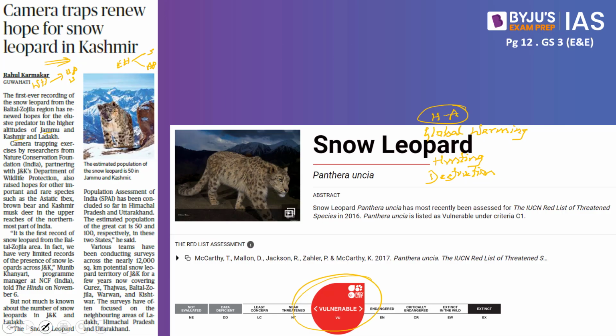The present article goes on to say that camera traps have renewed the hope for the snow leopard in Kashmir. The camera trapping exercises by researchers from the National Conservation Foundation, partnering with Jammu and Kashmir's Department of Wildlife Protection, also raised hopes for other important and rare species such as Asiatic ibex, brown bear, and Kashmir musk deer in the upper reaches of the northern part of India. It is this that we have to understand with respect to this article.